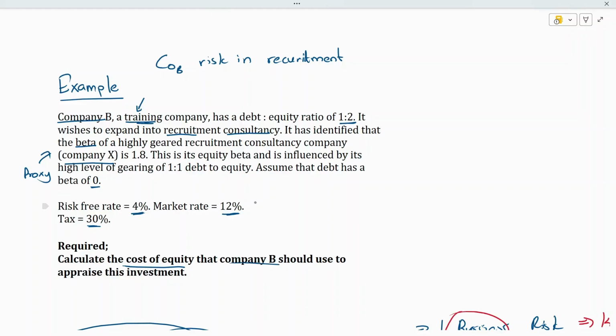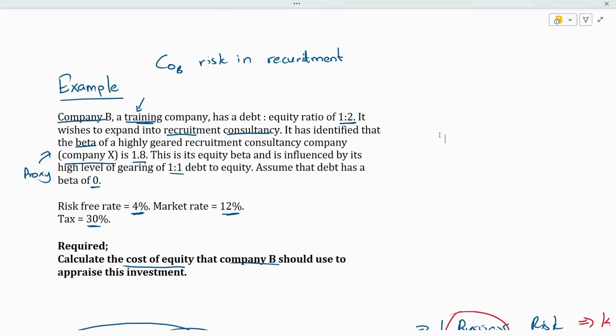So step one, go back to step one. What is step one? As I said, identify the proxy company. The proxy company is company X. We know the proxy company's equity beta, and we know the proxy company's gearing, the debt to equity ratio. Step two, we have to ungear company X. We have to ungear the equity beta of the proxy company and arrive at the asset beta.